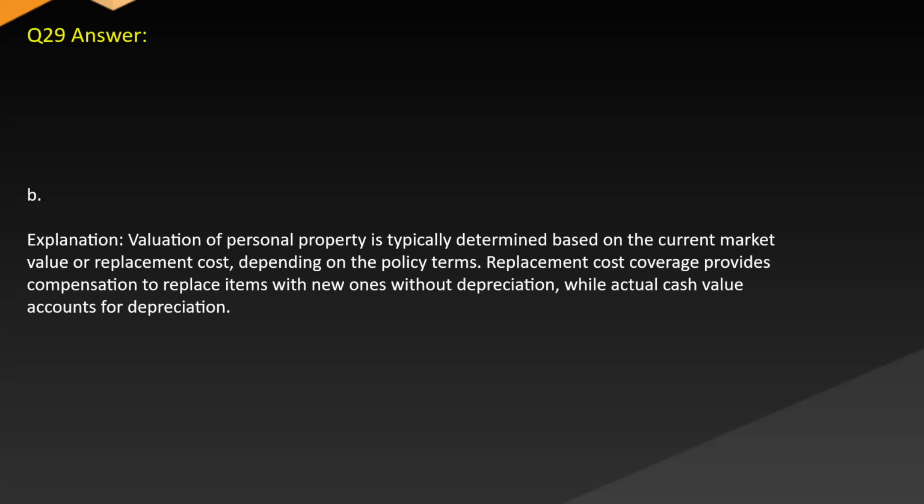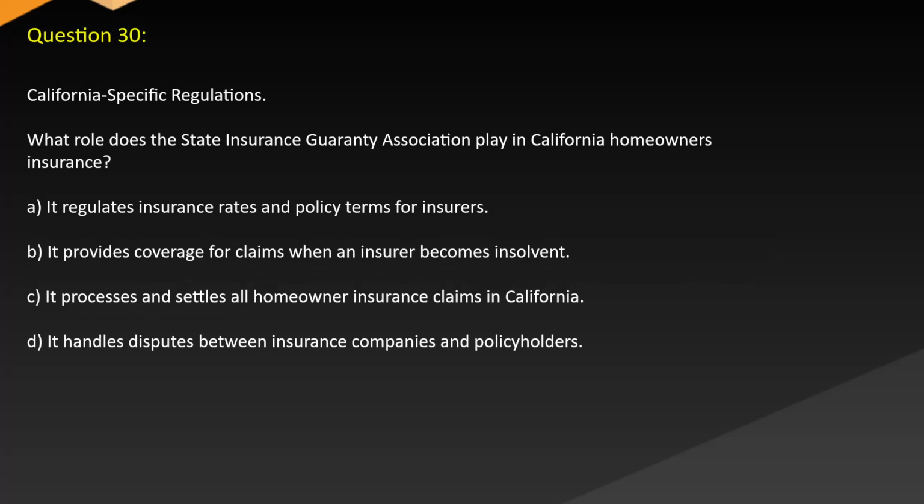Answer B. Explanation. Valuation of personal property is typically determined based on the current market value or replacement cost, depending on the policy terms. Replacement cost coverage provides compensation to replace items with new ones without depreciation, while actual cash value accounts for depreciation.